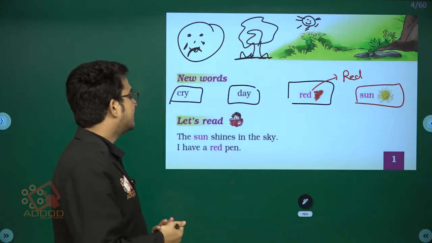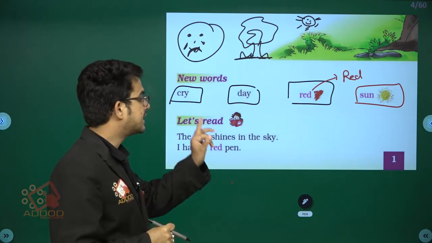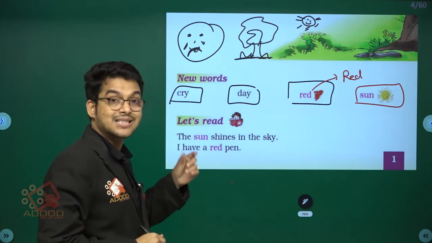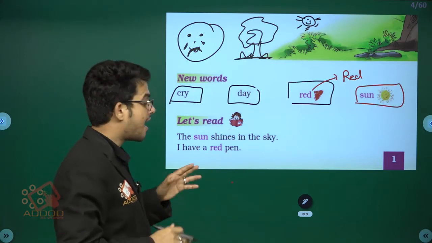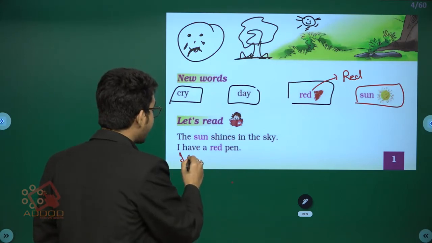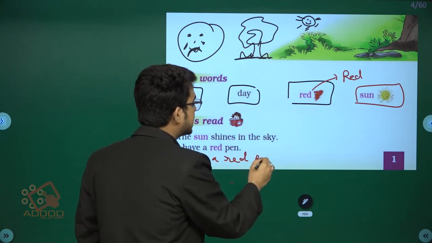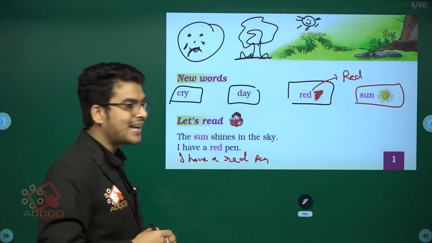Now let's read. The sun shines in the sky. Now your turn. Sun shines. Sun shines in the sky. I have a red pen. Means the pen that I have is red color. I have a red pen.